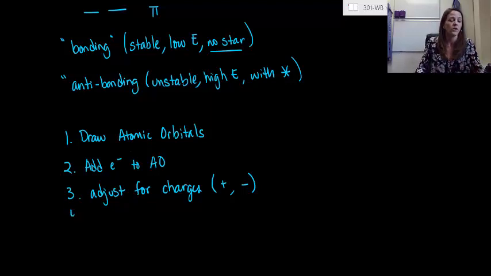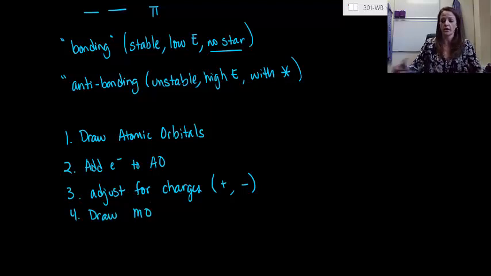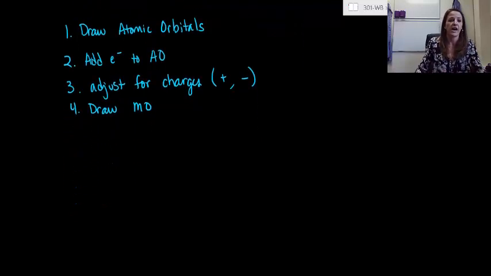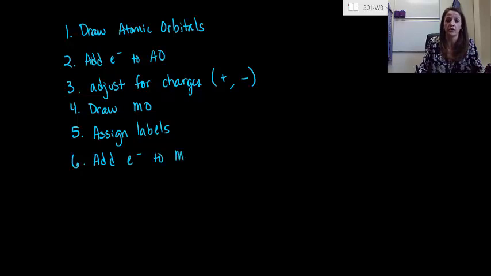Number 4. You need to draw your molecular orbitals. So I'm just going to write MO, draw your molecular orbitals. Number 5. Oh, excuse me, I skipped one. Assign your labels. Yes, that's correct. Assign your labels first. Number 6 is add your electrons. There we go. Add your electrons, and this would be to your molecular orbitals.